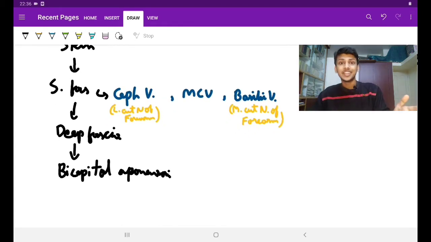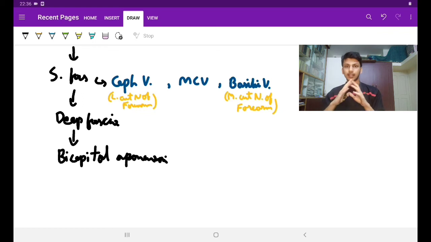Now then we have the deep fascia. Deep fascia, what will be there? Nothing much. It will be separating the compartments and giving a proper shape, a proper compartment for the muscles to function basically.